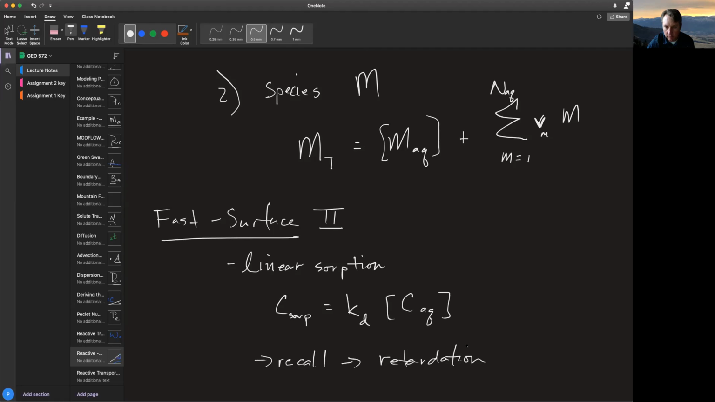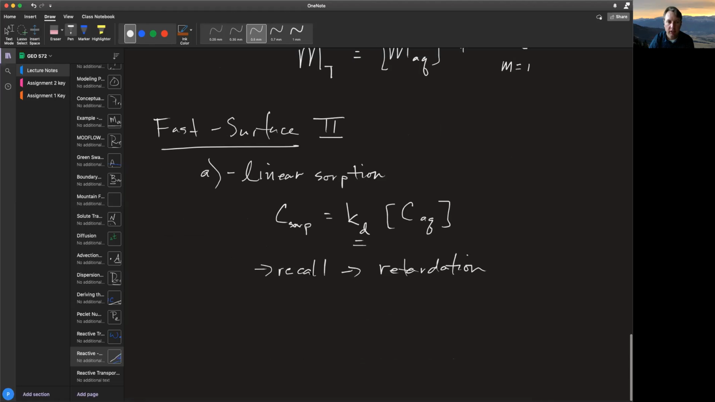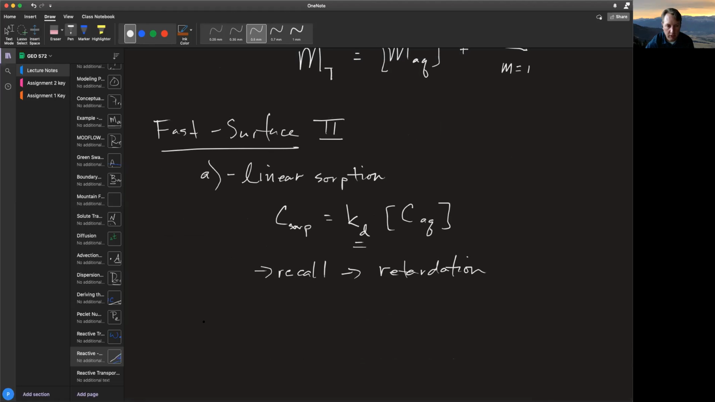All right, and we talked all about this, so recall that this led to the retardation factor in our transport, all right? And we talked about what Kd is and how the units of Kd and Ksorb work out, or C aqueous and C sorb work out. So this would be our first and most common example of fast surface reactions, and the one that we're going to consider in this class. But there are many others.